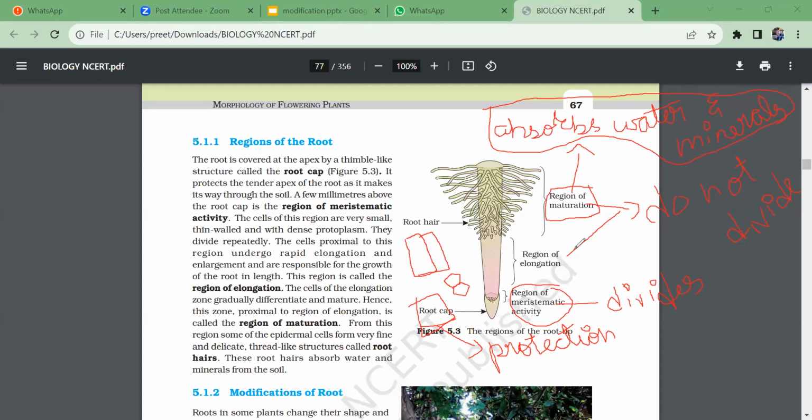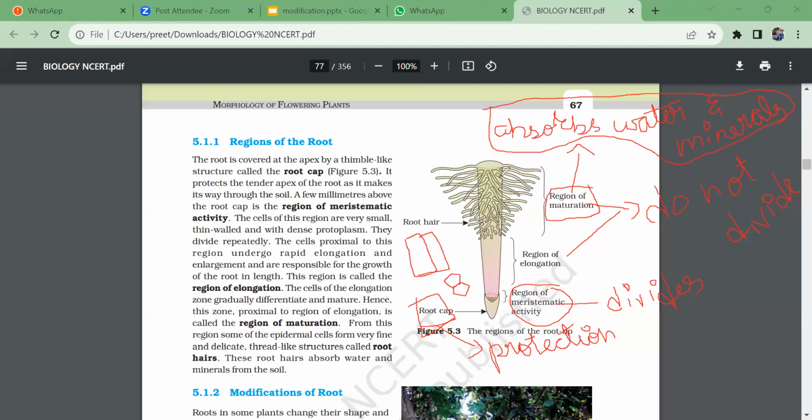Region of elongation and meristem are not doing absorption. Okay, the cells in the elongation zone gradually differentiate and mature. Hence, the zone proximal to the region of elongation is known as the region of maturation. From the region, some of the epidermal cells, haan, ये और एक important बात है.